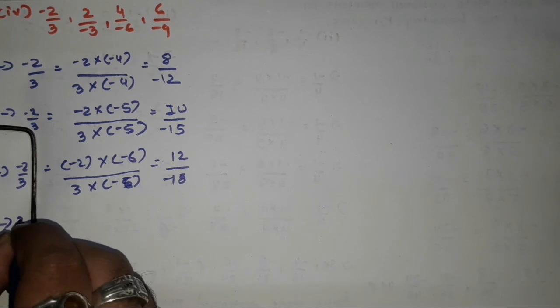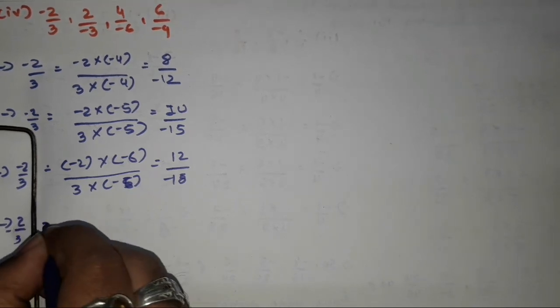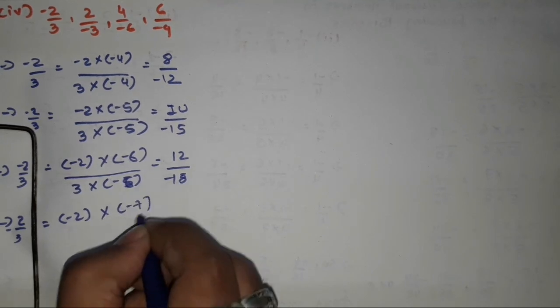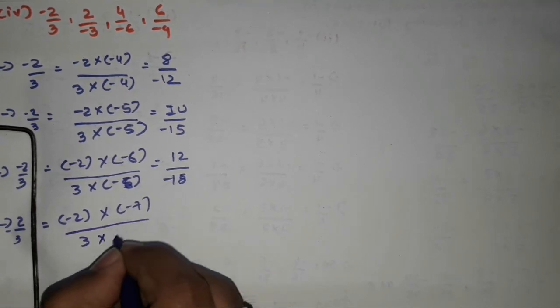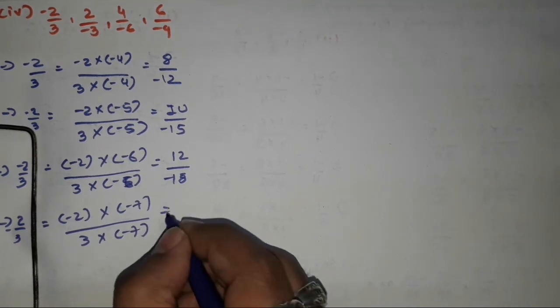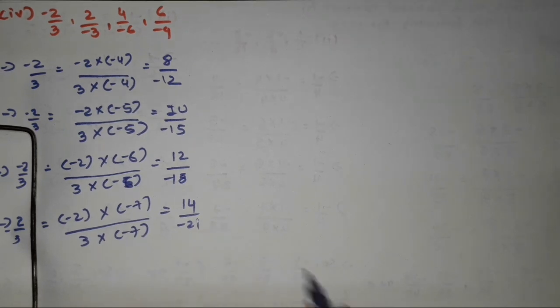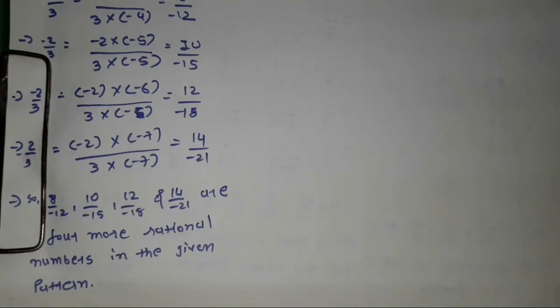Then the next one will be minus 2 upon 3. So here I will multiply this minus 2 by minus 7 upon 3 multiplied by minus 7. So minus 2 into minus 7 I will get positive 14 upon minus 21. So 8 upon minus 12, 10 upon minus 15, 12 upon minus 18 and 14 upon minus 21 are four more rational numbers in the given pattern. So this is how we have to solve this type of questions.